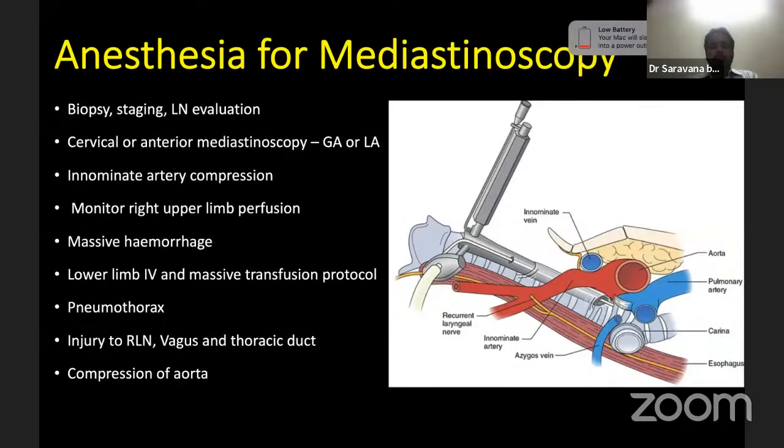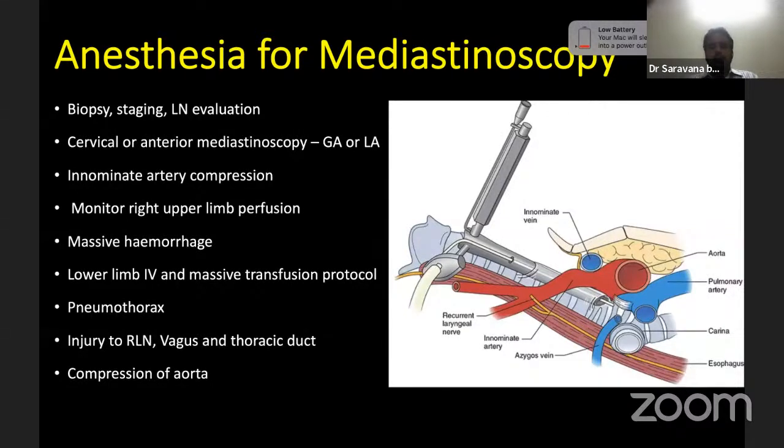Also, if massive hemorrhage happens, there is nothing to bail out in these patients. Blood will be pouring out immediately, and doing a sternotomy in this kind of major hemorrhagic situation is very difficult. So always use a lower limb IV, and a massive transfusion protocol should be kept ready, because although this looks like a simple scopy, once the catastrophe happens, you may not get any helping hands to help you out.